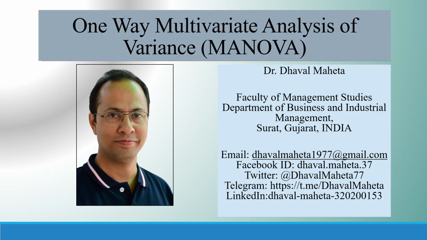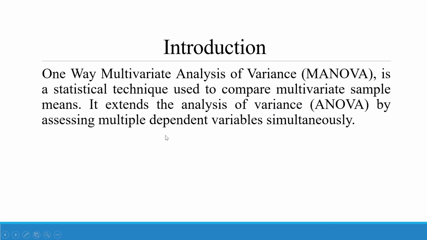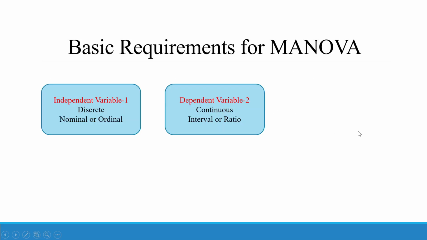This is Dr. Dhaval Maheta, and today we will understand how to run one-way MANOVA in SPSS. One-way MANOVA, that is multivariate analysis of variance, is a statistical technique used to compare multivariate sample means. It extends the analysis of variance by assessing multiple dependent variables simultaneously.